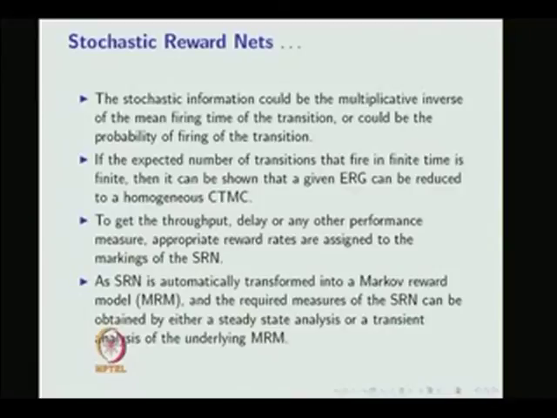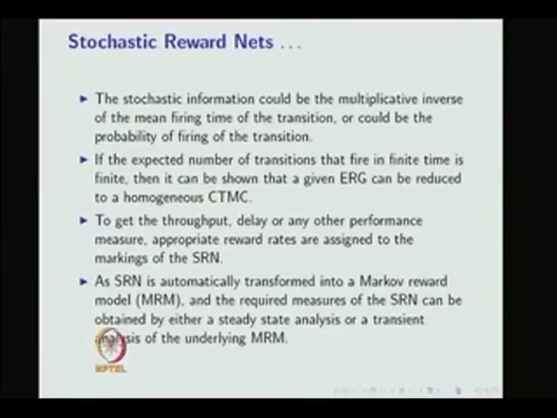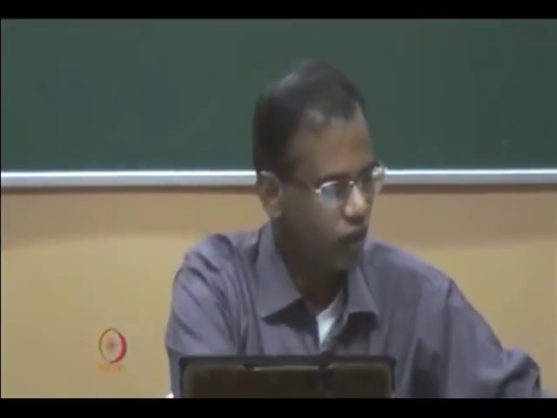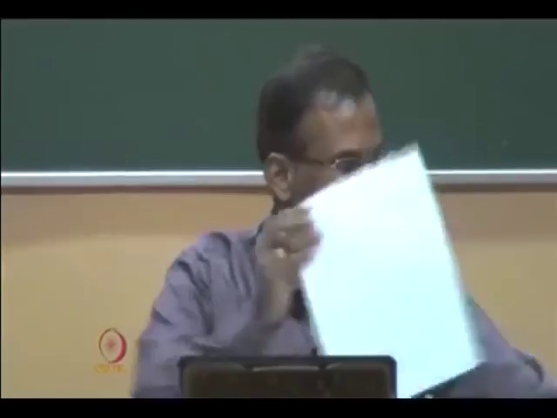So, by assigning proper reward rates, you can study the Markov chain with the rewards, called a Markov reward model. The same way here, the stochastic Petri net along with the assigned reward rates, you can call it a stochastic reward net. Let us see the simple example of a stochastic reward net.